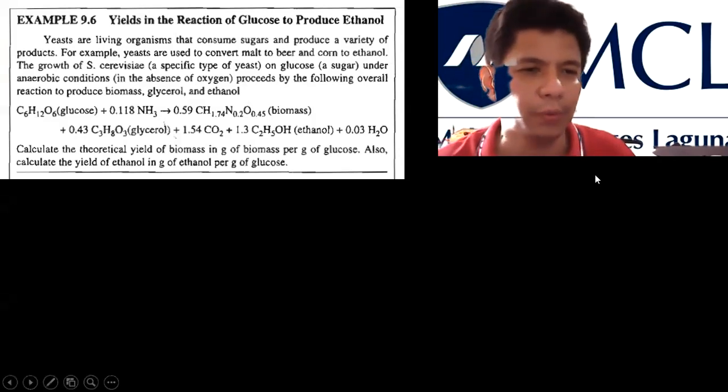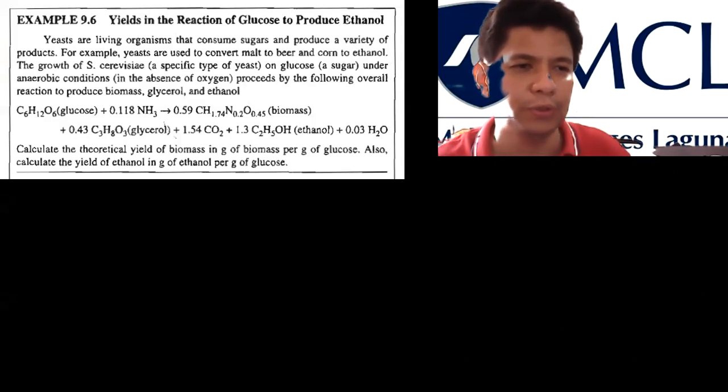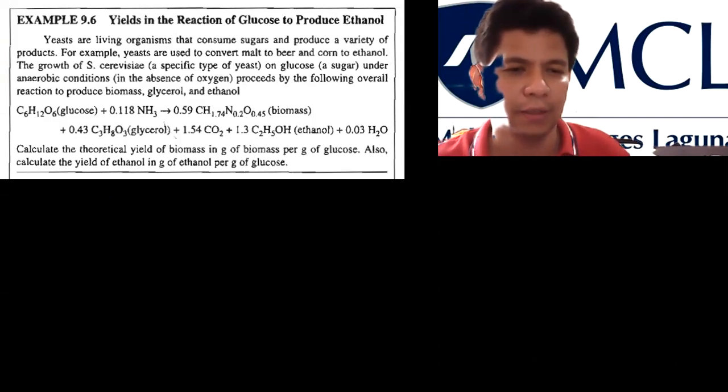Okay, so first we're going to tackle some problems that introduce the concept of yield. Yield can be expressed as grams of product per grams of raw material, or moles of product over moles of raw material. So it depends on the problem what is being asked. So let's try to solve example 9.6.